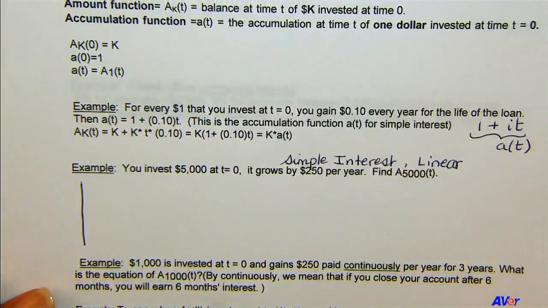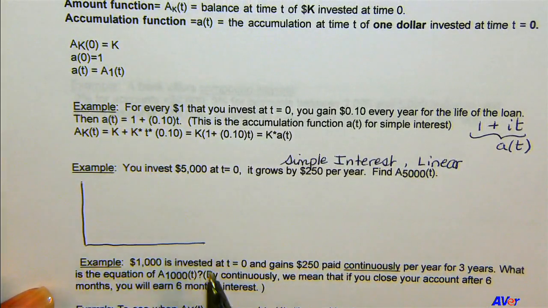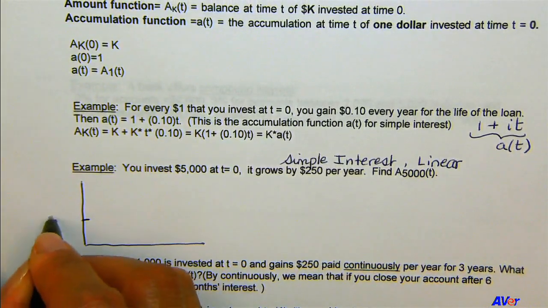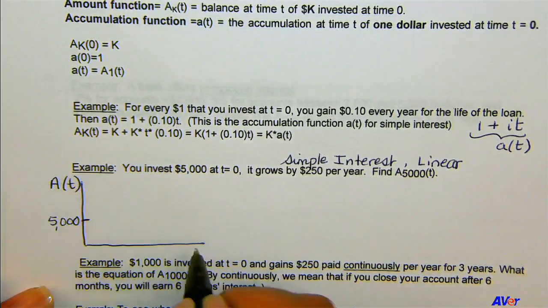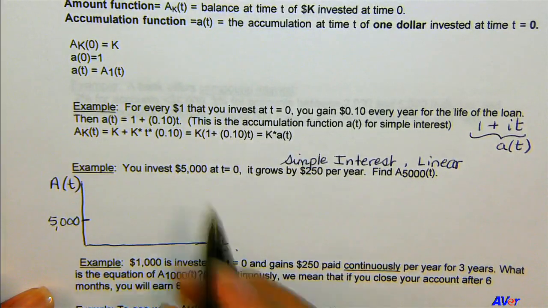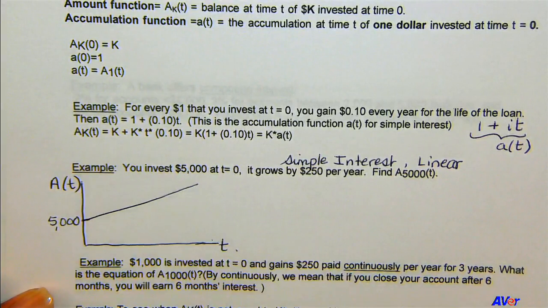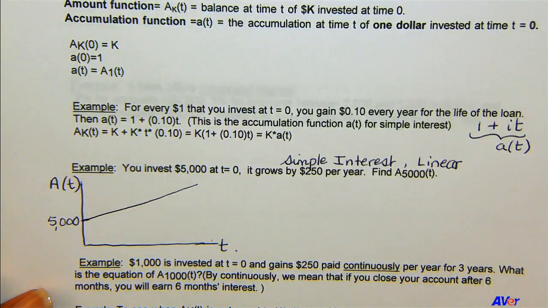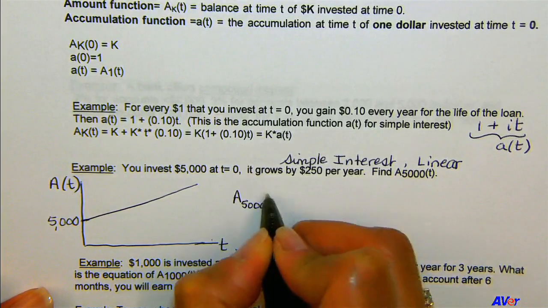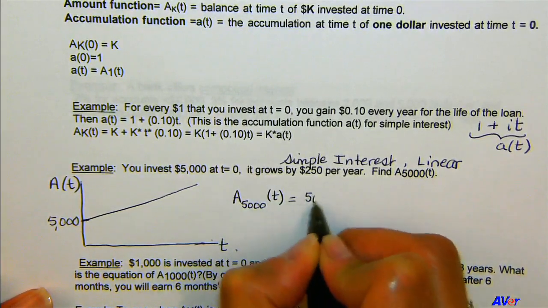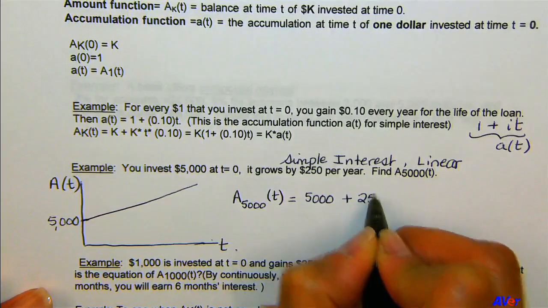Let's draw this linear function. I'm going to start at $5,000. This is my A of T. This is my T. And this is a straight line. What is the slope of this straight line? 250. Every year you add 250 to the amount that you have in the account, correct? So A 5,000 of T, which is what they're asking you for, is 5,000 plus 250 times T.